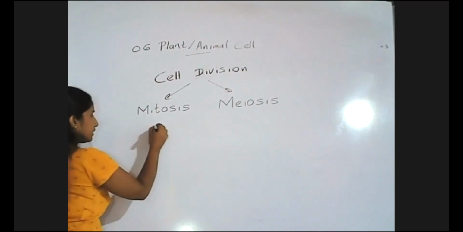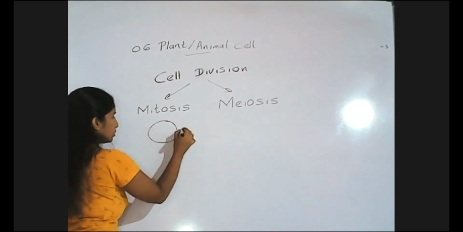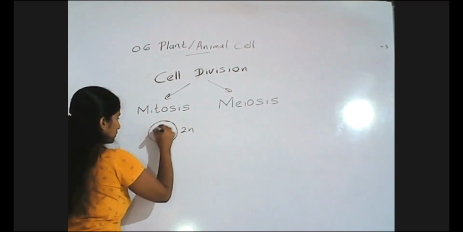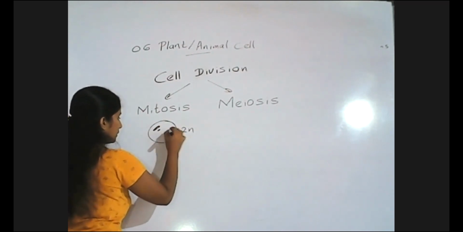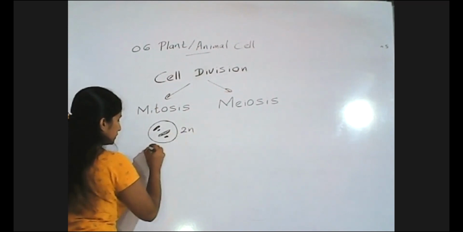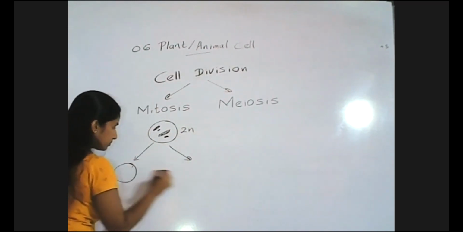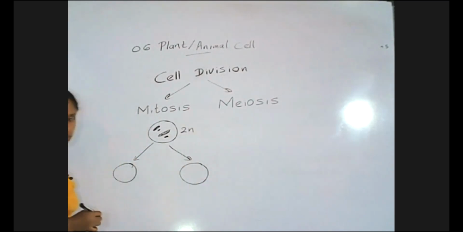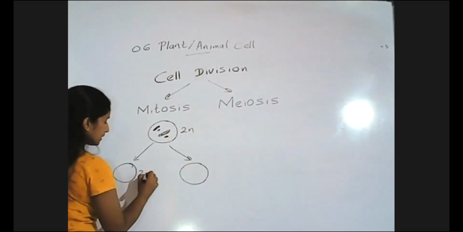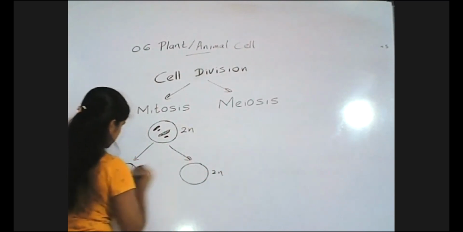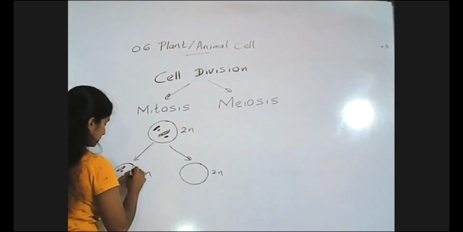In mitosis, what happens? The 2N cell, or the diploid cell, divides into 2. It forms the same 2 cells, same 2N cells, in mitosis.